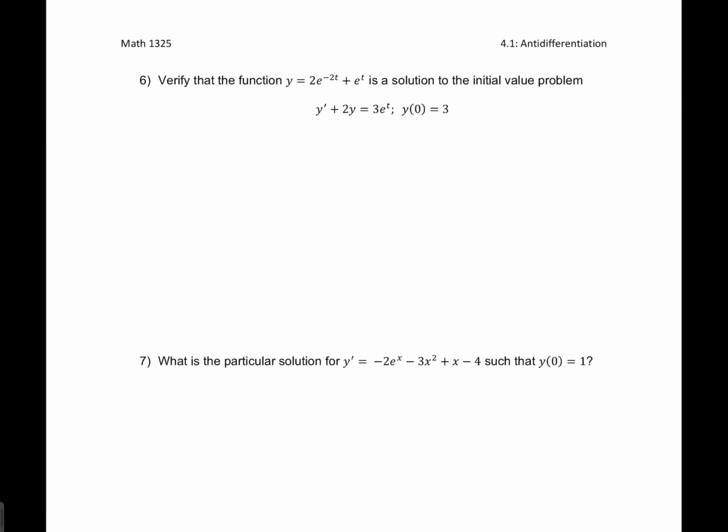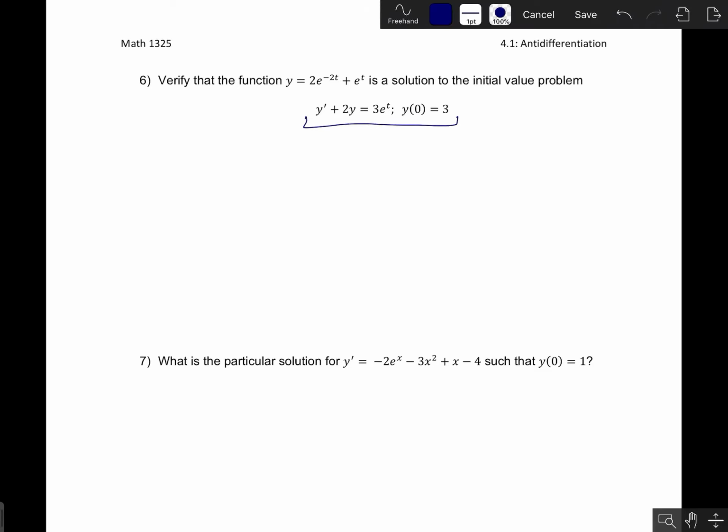I think what I'll do is I'll finish 6 in this video, and then our last video will be 7 and 8. So in problem 6, we're looking at this function y is equal to 2e to the negative 2t plus e to the t, and we're just trying to verify that that is a solution to this differential equation.